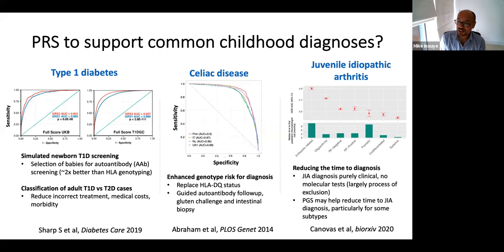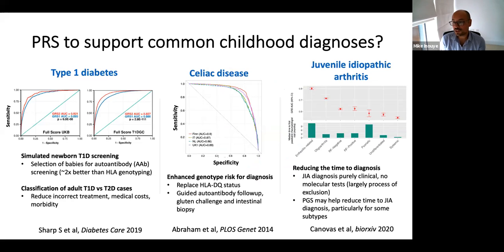Okay, so I've kind of chucked this slide in because it is BCU, and I think there is a valid use case for polygenic scores in supporting some of the diagnostic pathways of a lot of diseases of infancy and early childhood.